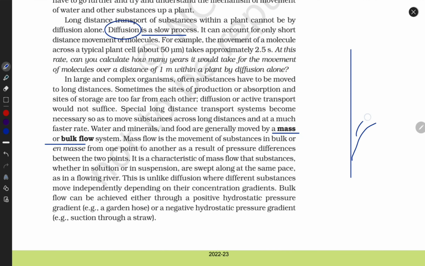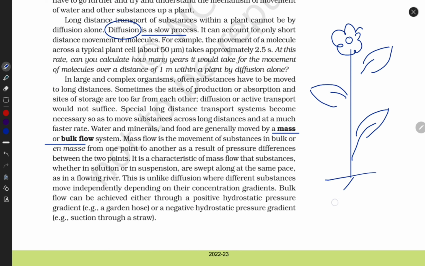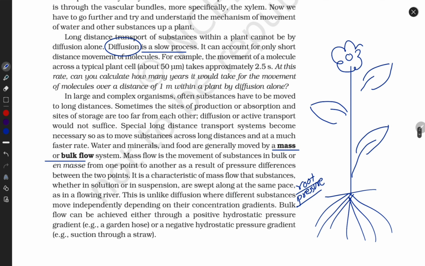This is the stem, leaf part, this is the flower, and here is the root system. Mass flow works on root pressure. How? We know what transpiration is, and what guttation is. Due to transpiration and guttation, we lose water. This water loss gives pressure to the stem, the pressure goes to the roots, and roots absorb H2O.